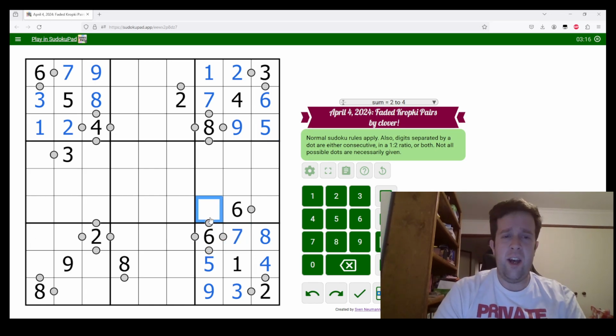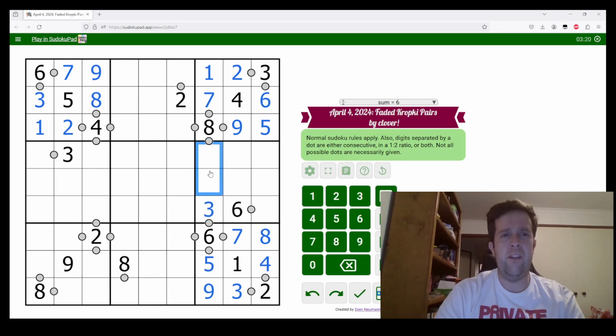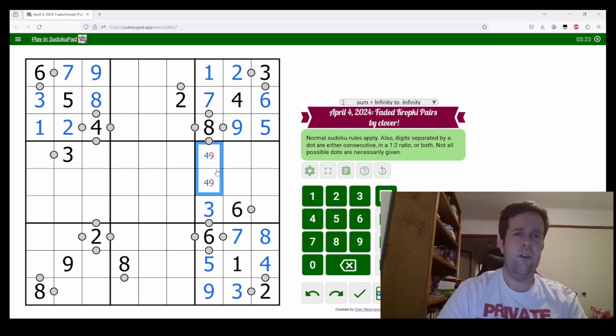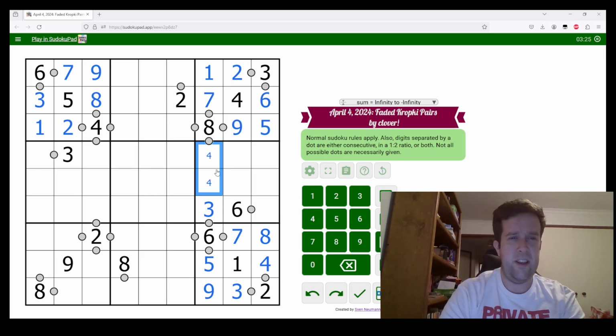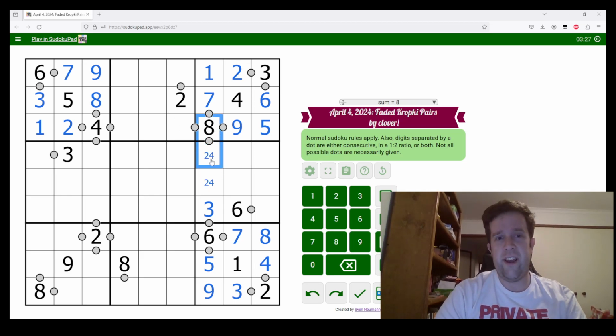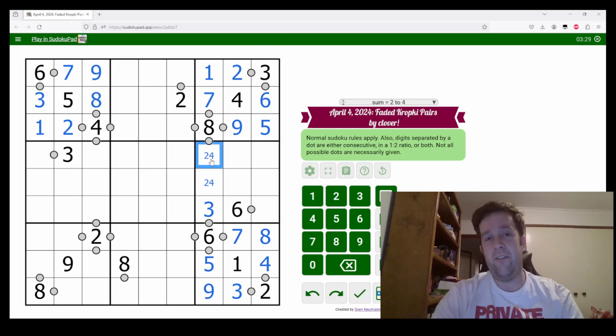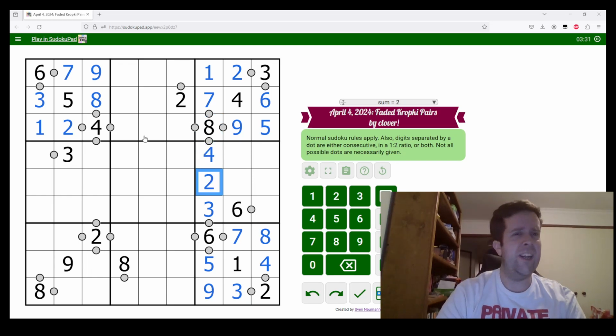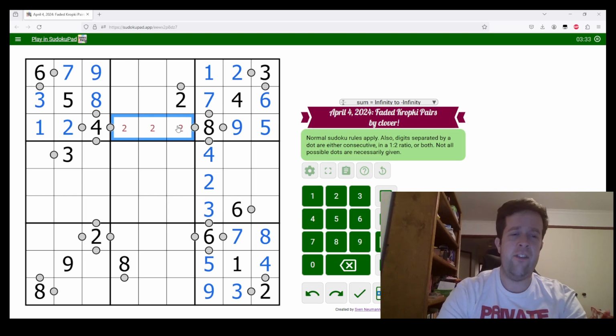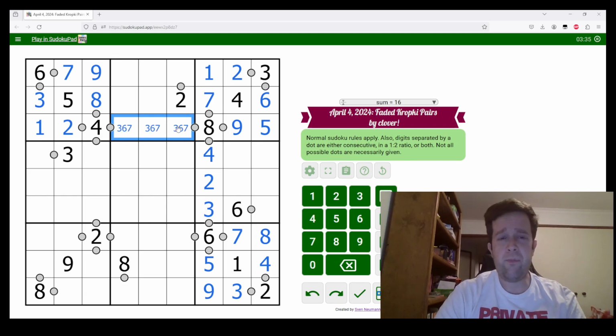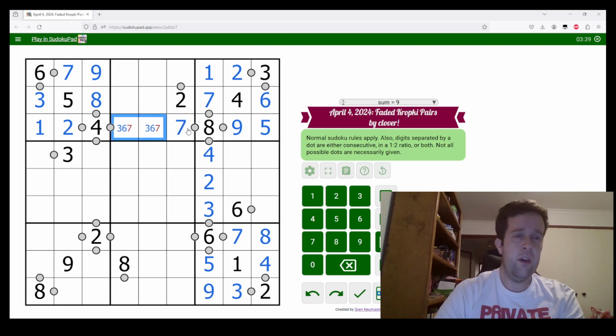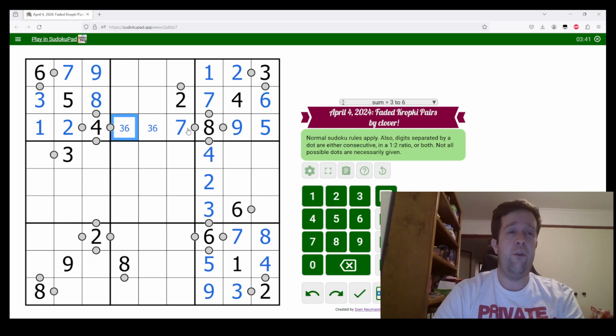Now, this can only be 3, 5, or 7. Must be 3, making this a 4 and a 9. 4 and a 2. This 8, half of 8 is 4, meaning that is fixed. This is 3, 6, and 7. 8 is consecutive to 7, so we can put that one there. 4 is consecutive with 3, meaning we can do that. Alright, let's go down here.